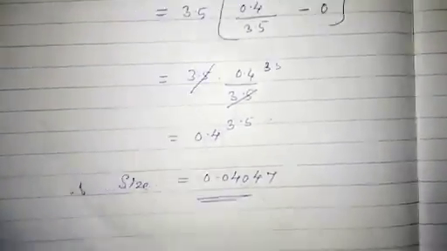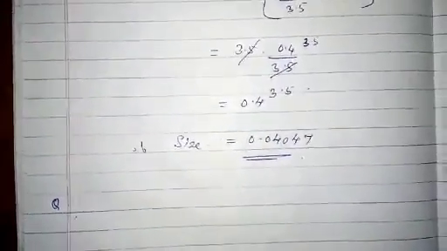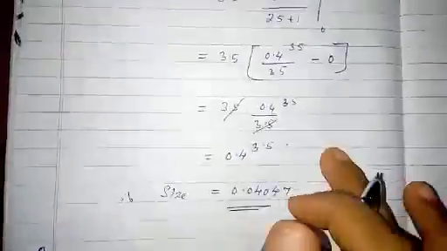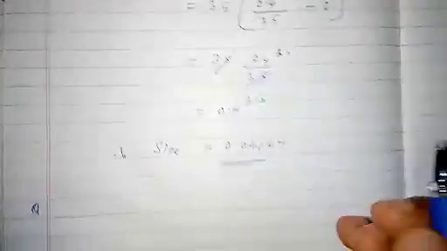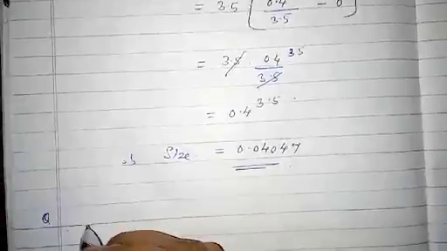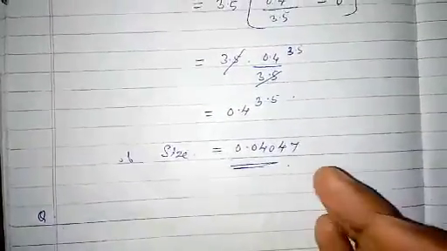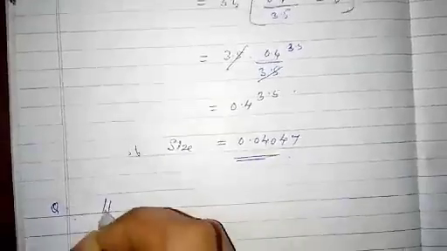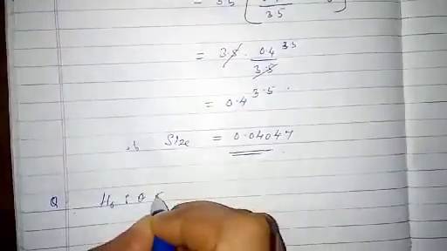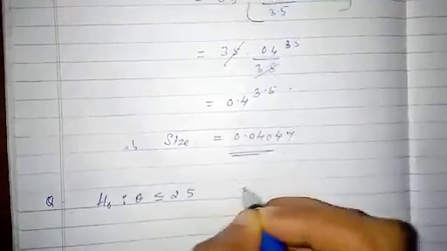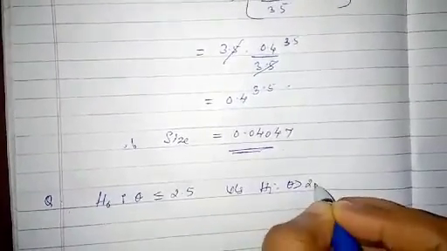Then you will go for another question. Here we are using the same density, and I will see some changes in hypothesis. That is H naught: theta is less than or equal to 2.5, versus H1: theta is greater than 2.5.